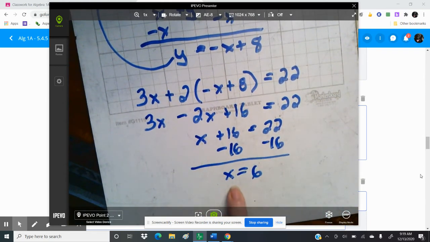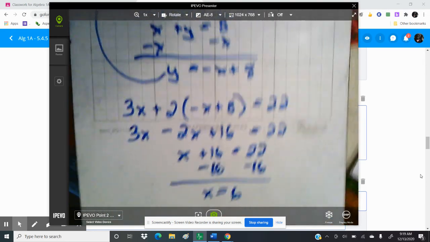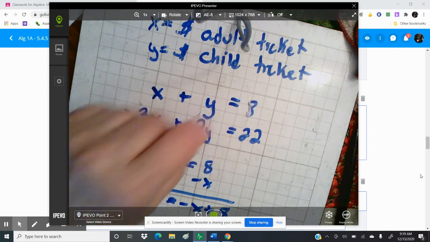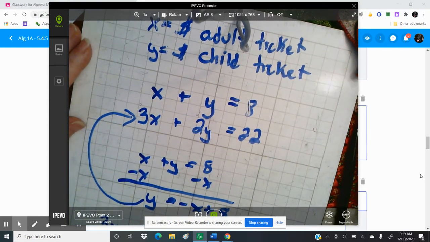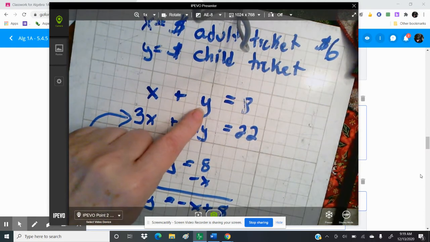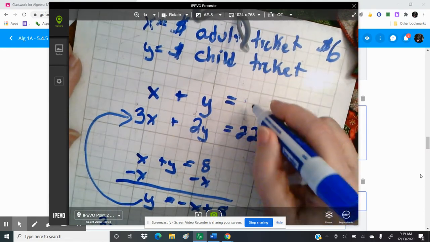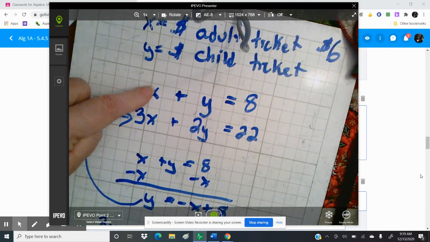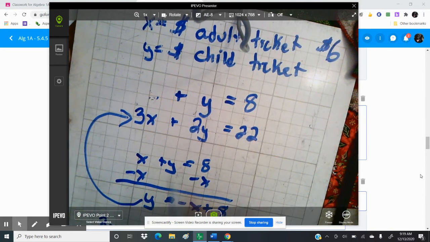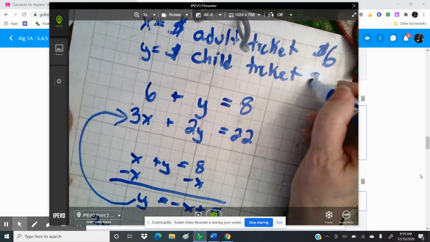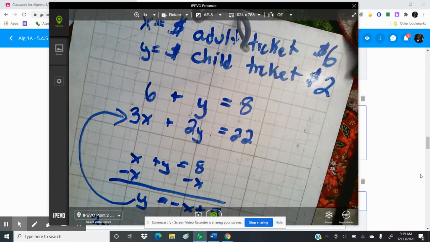So let's remind ourselves, what did we set X equal to? Well, if we go way back up here, we set X equal to the price of the adult ticket. So we know that the adult ticket is $6. To see what Y equals, I can go ahead and substitute the 6 in here for X since we've solved for that. And I can solve for Y. So if I subtract 6 from 8, I know that the cost of the child ticket is $2. I hope this helps.